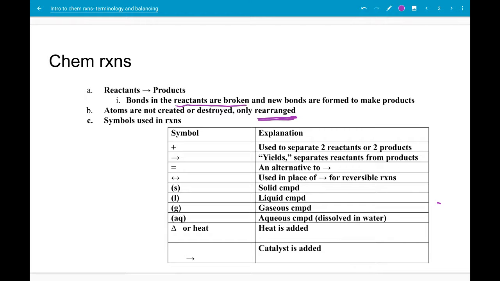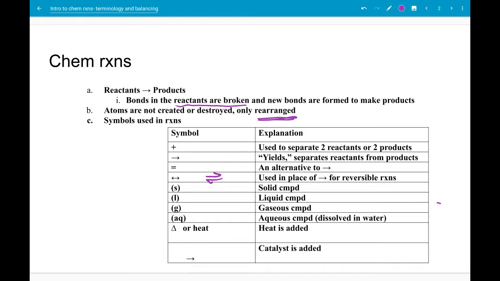And so the plus symbol should look familiar. It's used to separate reactants or products. The arrow symbol is the yield symbol, and that'll separate reactants from products. Sometimes you'll see the equal sign. I prefer that you don't use this, but you might see it. This double-headed arrow, or I'll probably write it that way, is a reversible reaction. That means the reaction could go in both the forward and backwards directions.